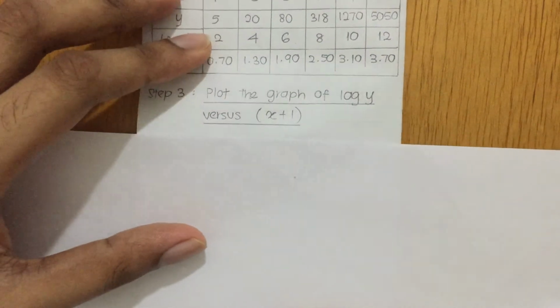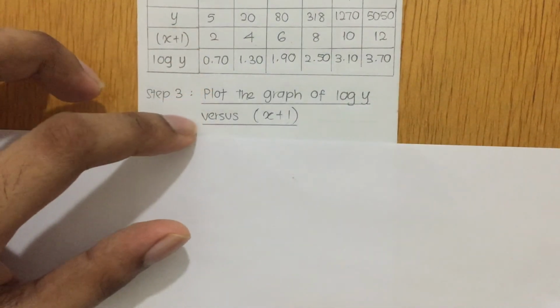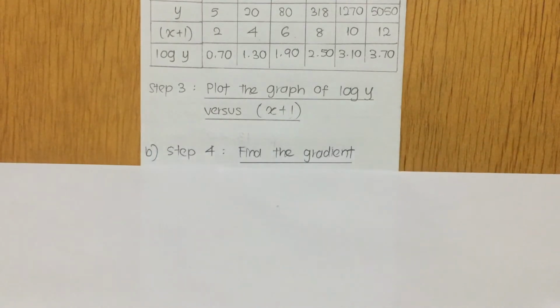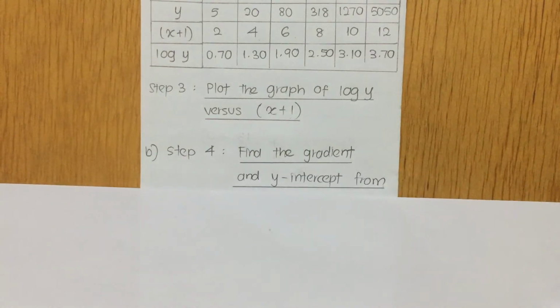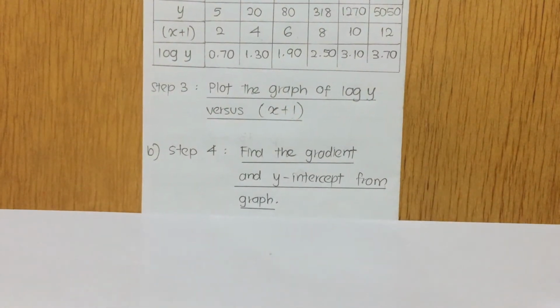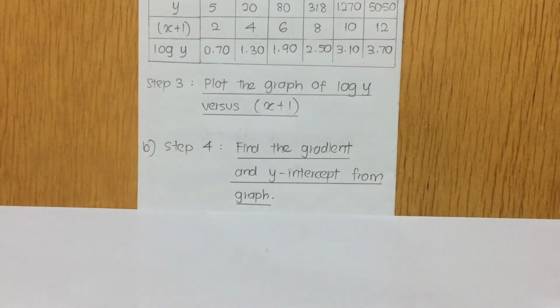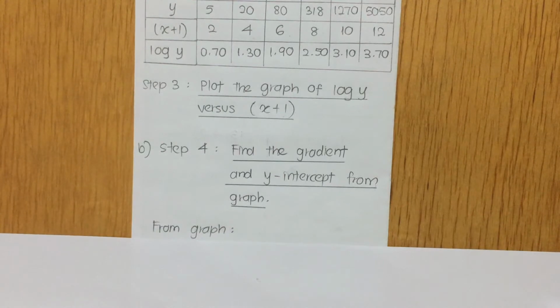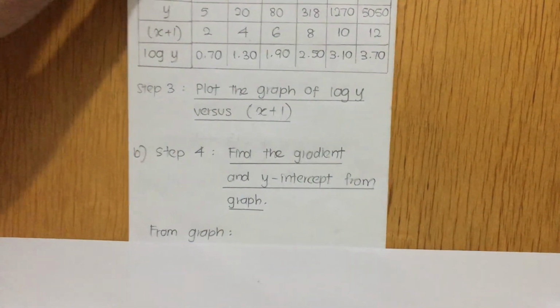Okay, so once you have plotted the graph of log y versus x plus 1, we have completed question part A. So let us move on to question part B. Step 4, what you need to do is find the gradient and y-intercept from the graph, guys. This is where your linear form and your graph values work, and then you need to compare each other. I'm going to show you now. The first thing is we're going to find the gradient value.